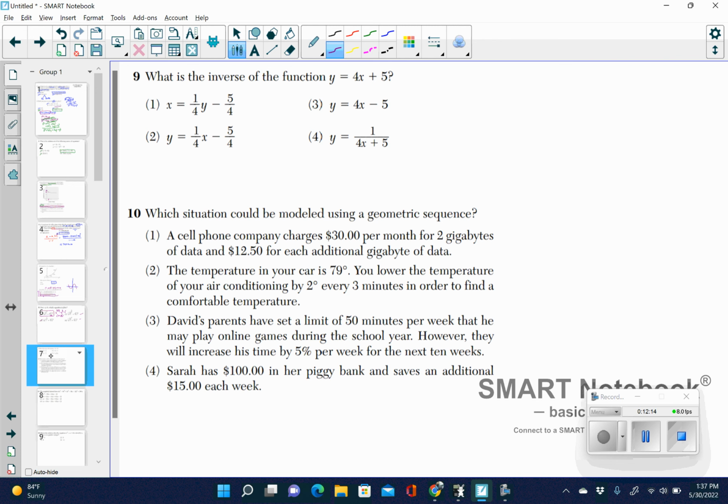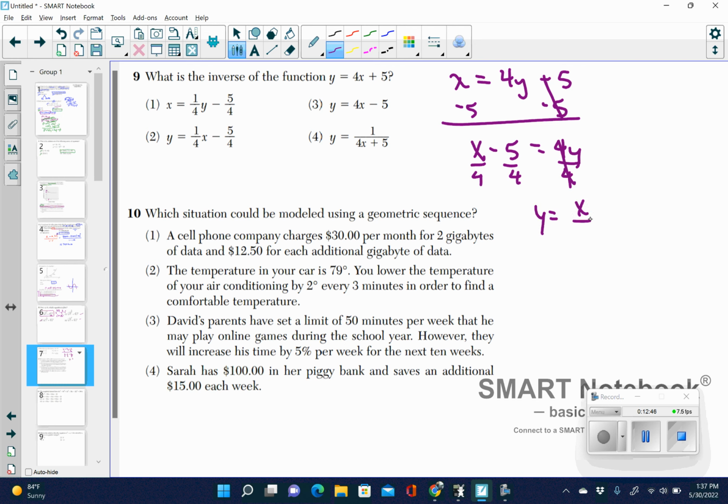All right, so what is the inverse? Inverse means that you're going to take all my y's and make them into x's, and take any x's and make them into y's, and then you're going to check to see if this answer is there as is. x equals 4y plus 5. That is not there, so we've got to get the y by itself. So we subtract 5 from both sides. This cancels out. x minus 5 is equal to 4y. Divide both sides by 4. Then I have y equals x over 4 minus 5 over 4. And boop, this is the correct answer because it's the one that matches with that.